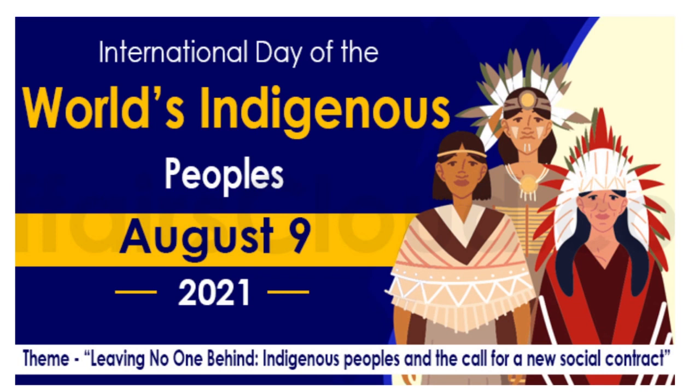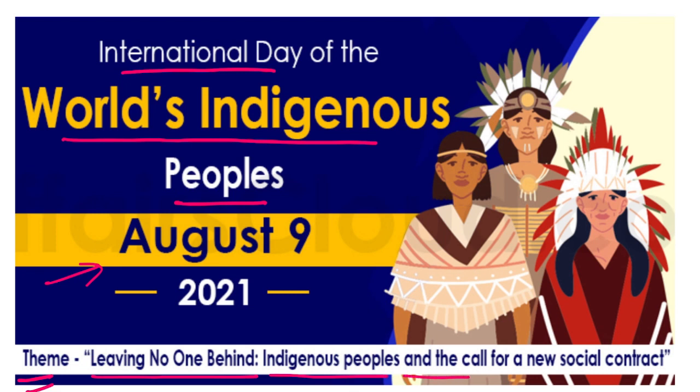So friends, let's start. First, we'll be talking about International Day of the World Indigenous People, which is observed on 9th of August. And the theme for this particular World Indigenous Day is Leaving No One Behind, Indigenous People and the Call for a New Social Contract. Important thing is the date, that is it is observed on 9th of August. That is International Day of the World Indigenous People, observed on 9th August. And important is also the theme, which is Leaving No One Behind, Indigenous People and the Call for a New Social Contract.